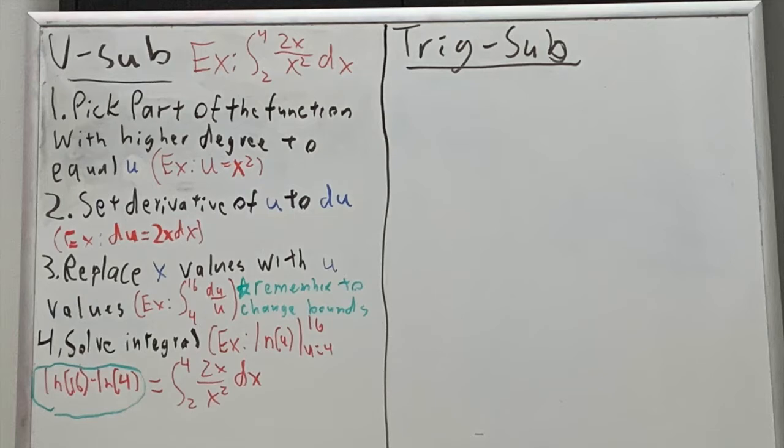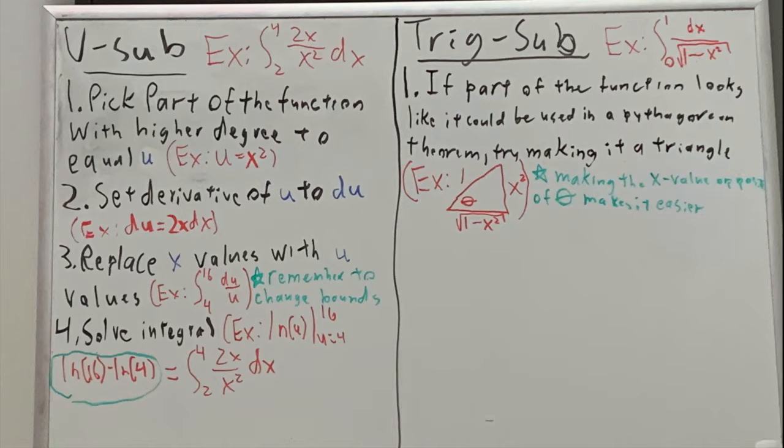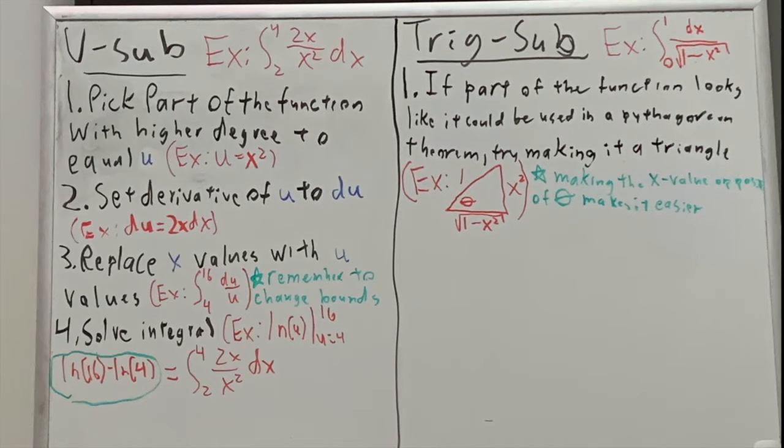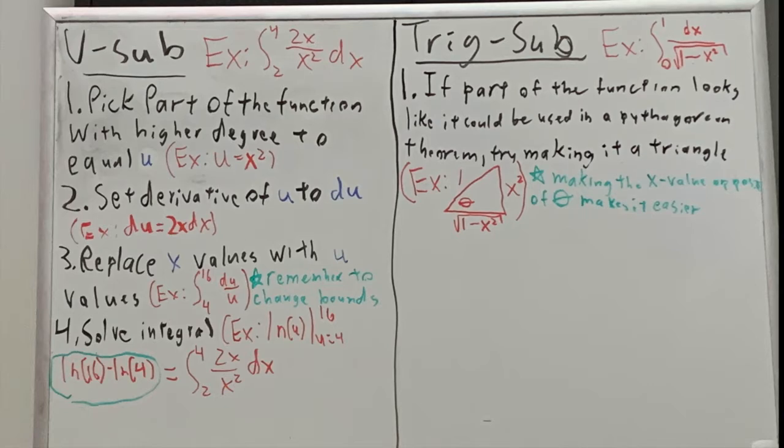Now on to trig sub. Trig sub is very similar to U sub, but instead of switching the x's to U's, you switch the x's to thetas. So if part of the function looks like it could be using a Pythagorean theorem in a right triangle, then you should make a right triangle and see if it works. And an important step to remember is that to make it a lot easier on yourself, make the opposite side of theta x.